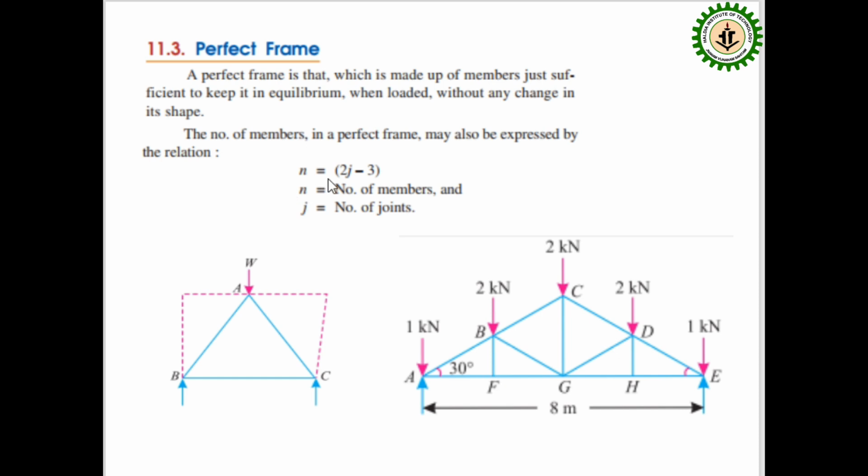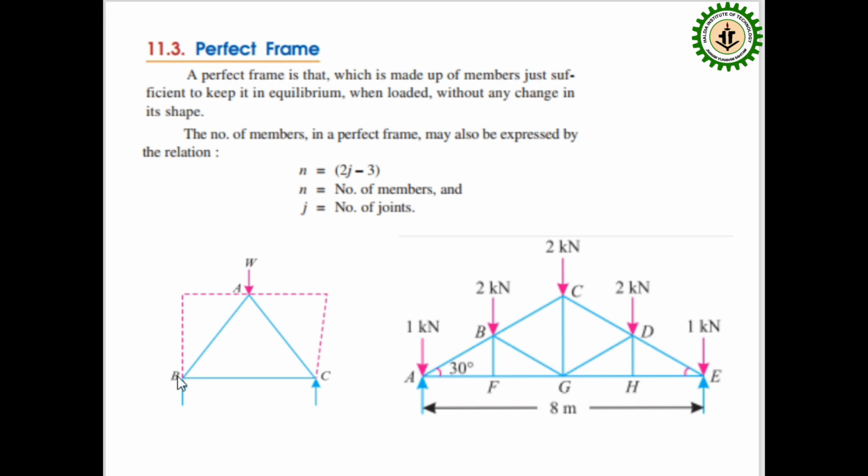So 13 equals 8 into 2. 8 into 2 equals 16. 16 minus 3 equals 13. So 13 equals 13. So this equation is satisfied for this particular frame structure or truss structure. This type of 2D truss structure is called a perfect frame. If this equation is not satisfied, then this truss structure is called an imperfect frame.